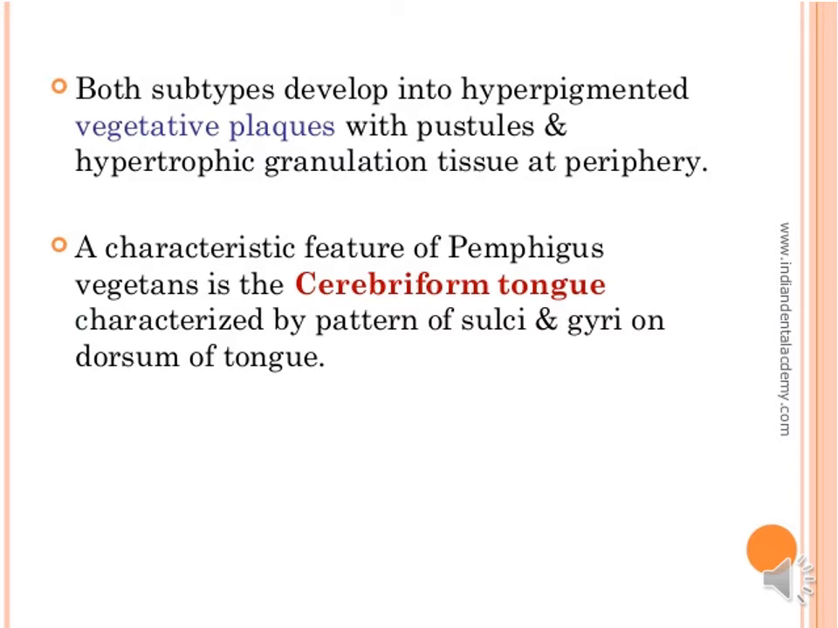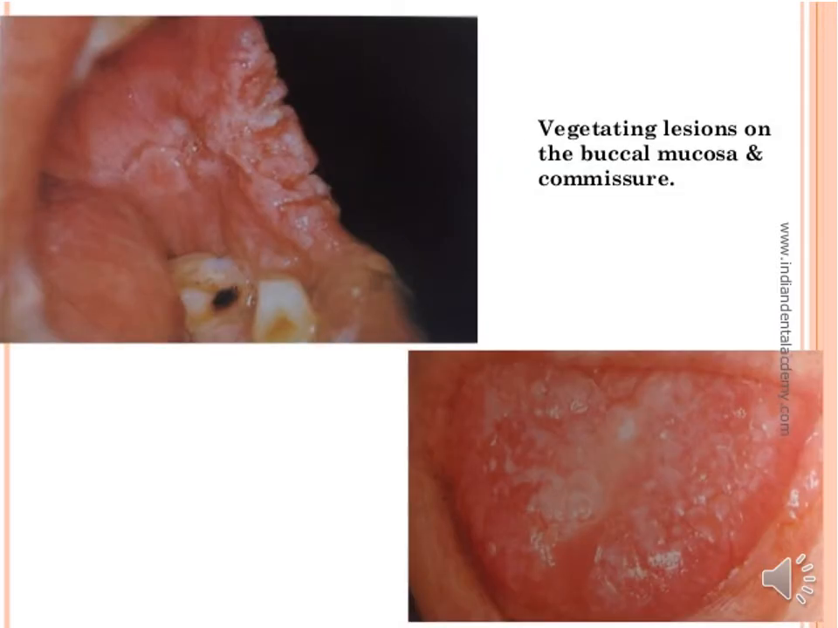Both subtypes develop into a hyperpigmented vegetative plaque with pustules and hypertrophic granulation tissue at the periphery. A characteristic feature of pemphigus vegetans is the cribriform tongue, characterized by a pattern of sulci and gyri on the dorsum of the tongue. This figure shows the vegetative lesion on the buccal mucosa and commissure of the upper and lower lip, in the angle of the junction between them, forming a white and ulcerative lesion.